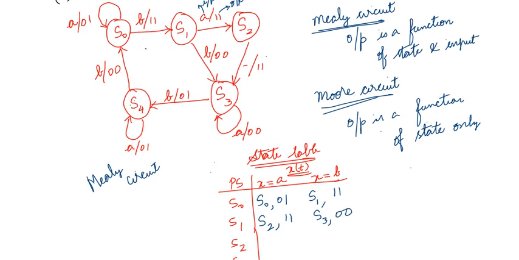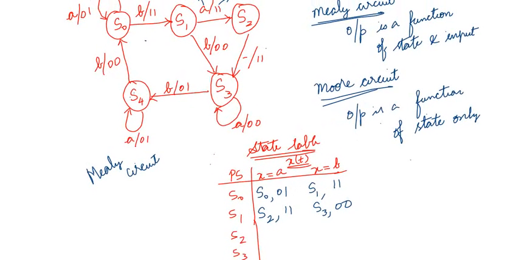Now try for S2. We are in state S2. For any input, see, this hyphen indicates the input can be A or B, don't care. So for both A and B, we are going to the state S3, and the output is 1 1.